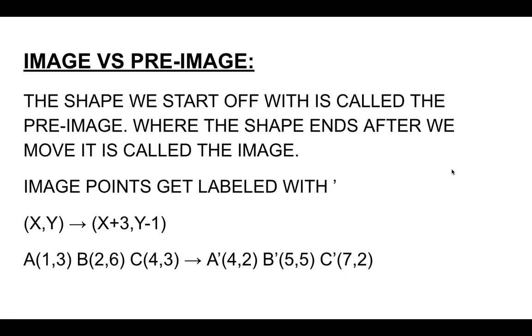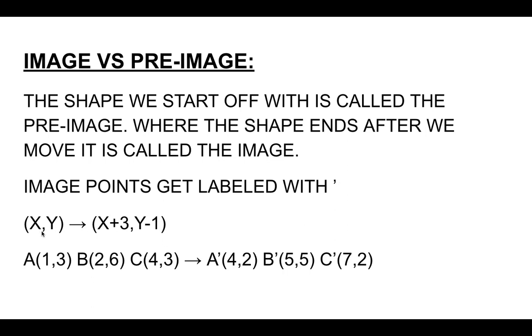So image versus pre-image. When we're talking about the shapes that we're going to see on the graphs, the way that we're going to describe them is being either the image or the pre-image. So the shape we start off with is called the pre-image. Okay, so that's your initial points. And then after we do our translating, our movement around the page, those endpoints, so where we end up, we would call those points the image. So image points get labeled with, you're going to see it as the little, we call this prime. I know it's an apostrophe, but in this case, we're going to call it prime.